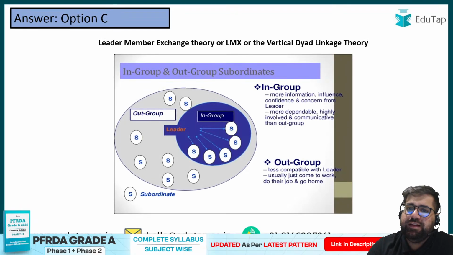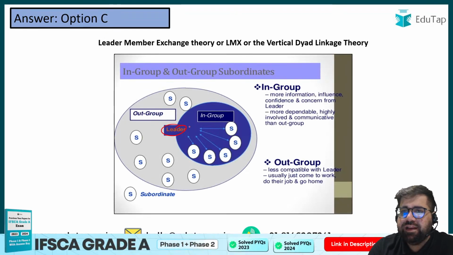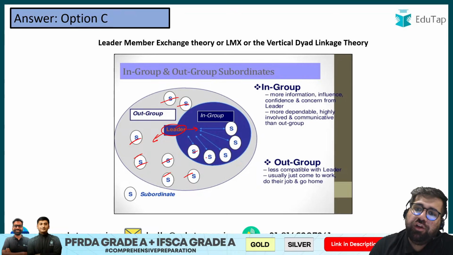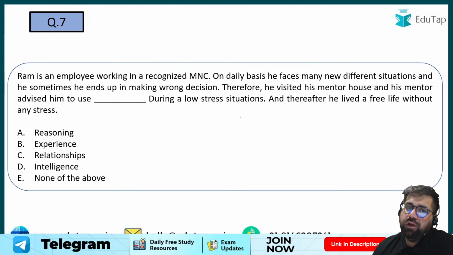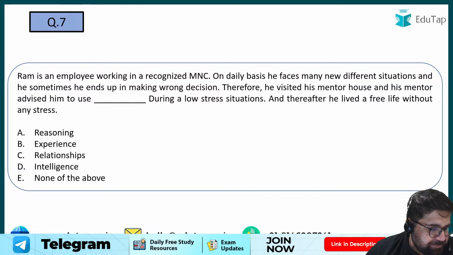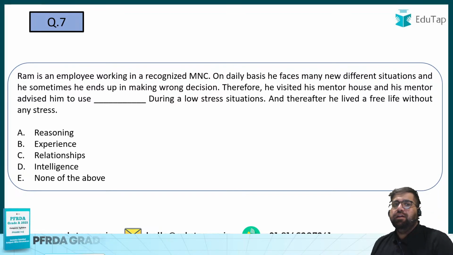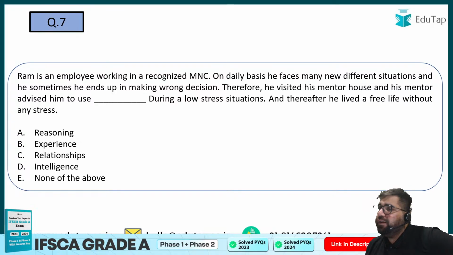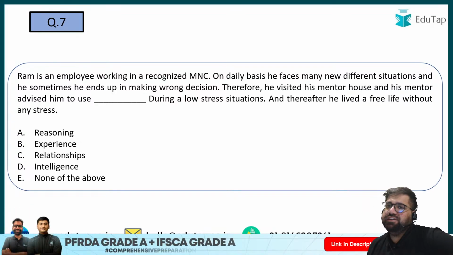Okay, so this is how the leader performs. This is the leader, and then the leader has an in-group and out-group. Employees in the out-group are not that much connected to the leader, but the employees in the in-group are connected to the leader on a personal level. Moving forward to question number 7. Ram is an employee working in a recognized MNC. On a daily basis, he faces many new different situations and he sometimes ends up making wrong decisions.